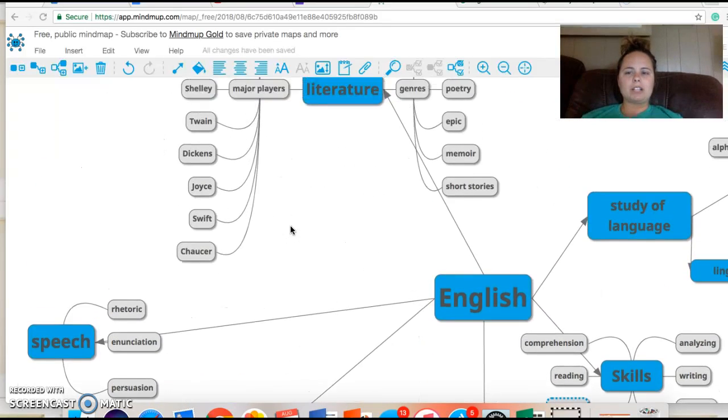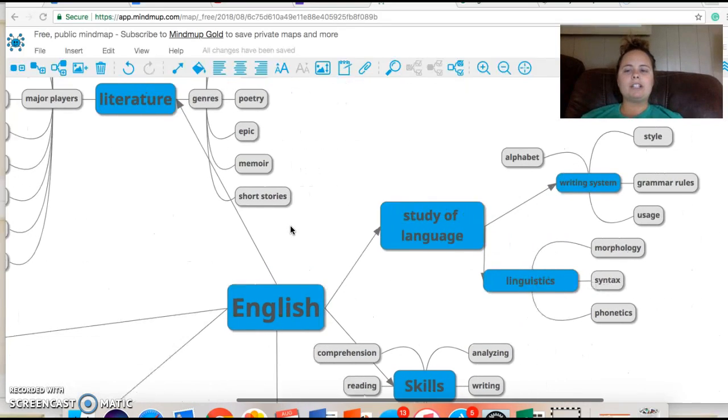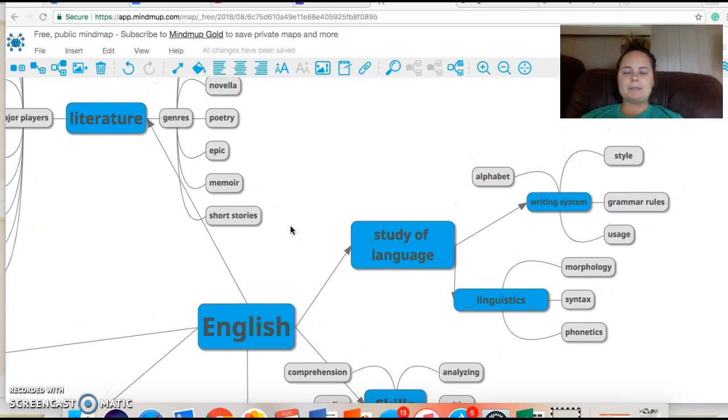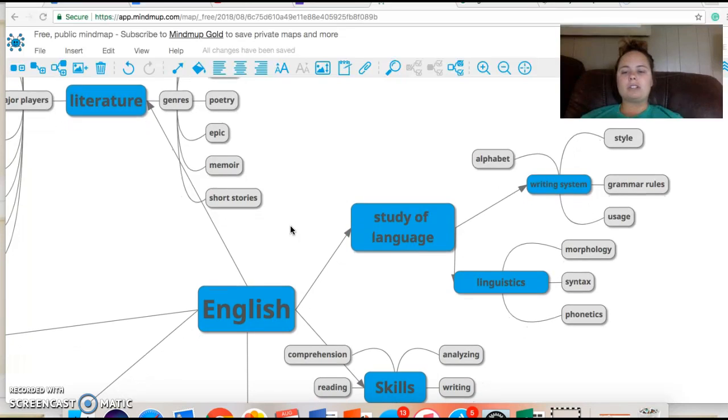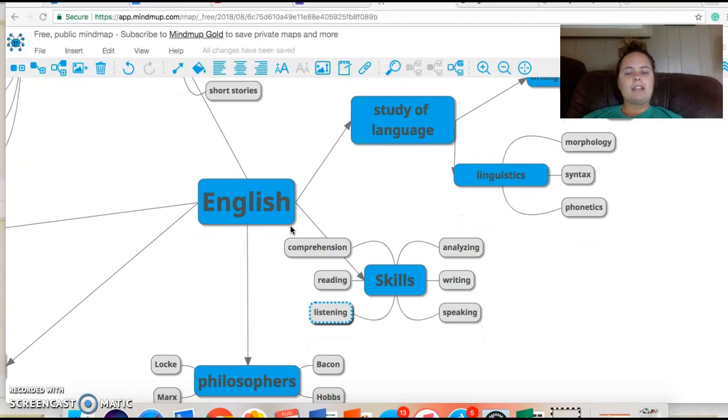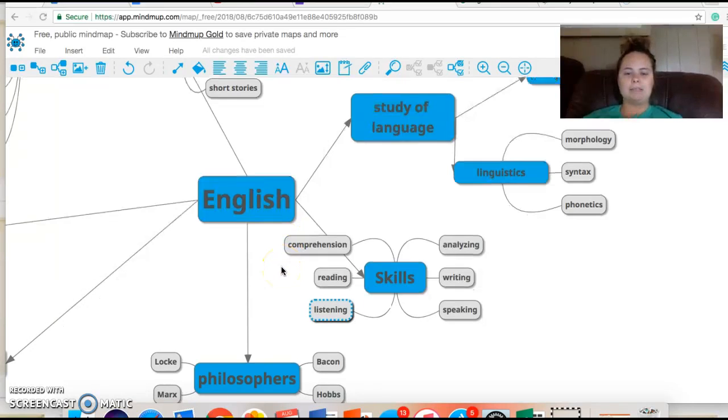I'm going to go up to the top here for the study of language. I've got the writing systems. It's important to know about the alphabet, grammar rules, style, usage. Also linguistics, morphology, syntax, phonetics, all of those things that go into the actual study of language itself. And then I have skills that are needed for English, including comprehension, reading, listening, analyzing, writing, speaking.